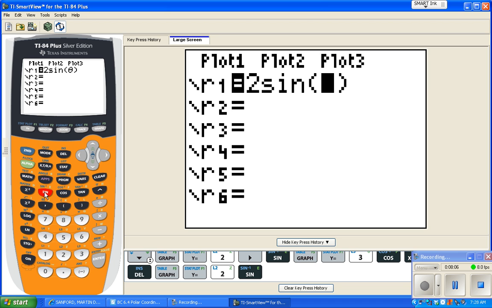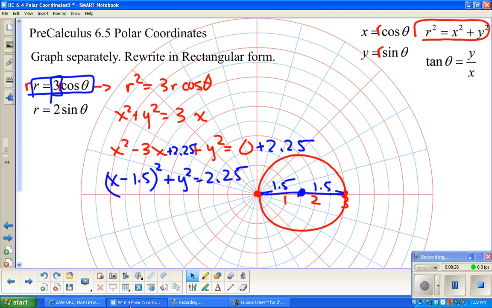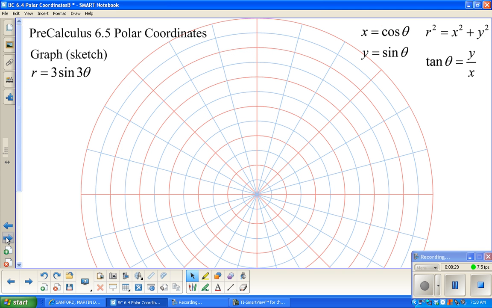Okay, I'm going to reveal, you ready? Well, holy cows, look at that. It looks like a circle with a diameter of 2, centered halfway between, and that center's on the y-axis. Okay, interesting. I think you can convert that in your spare time just for kicks.